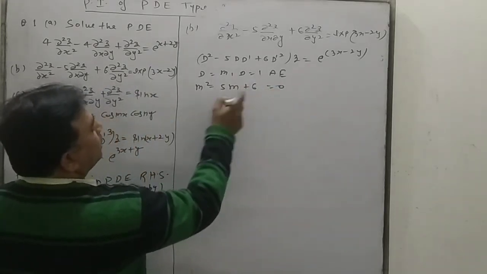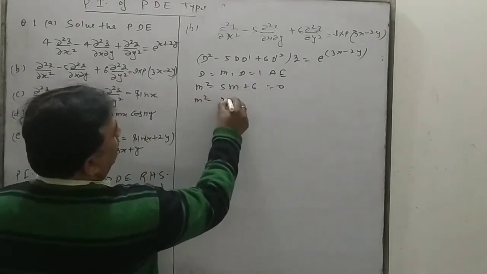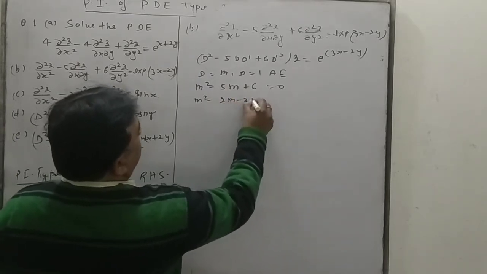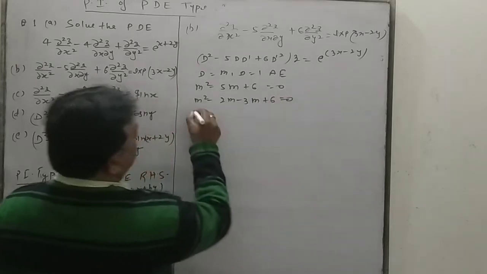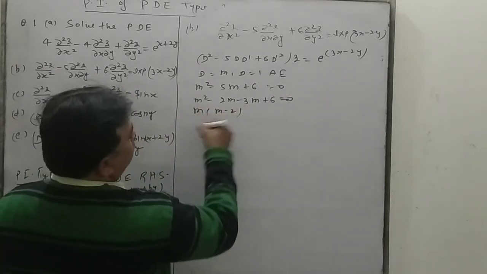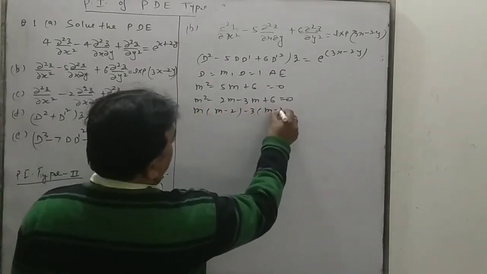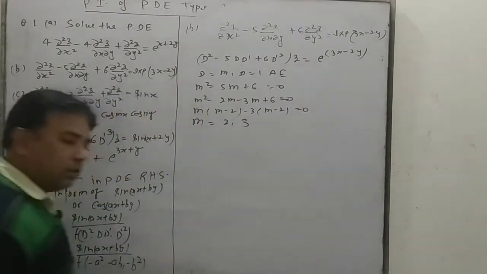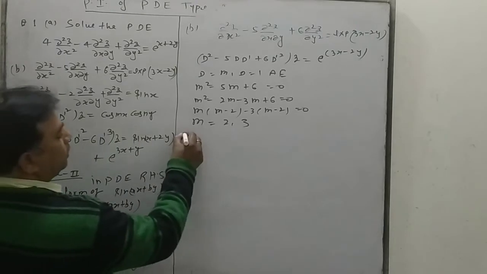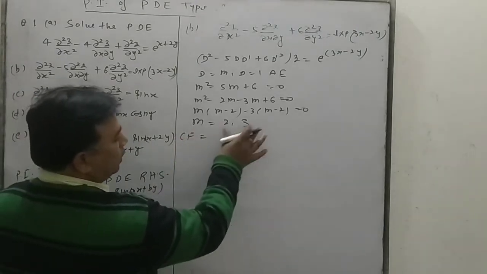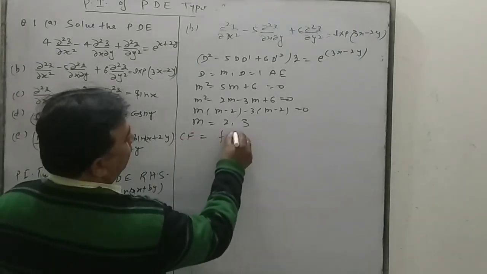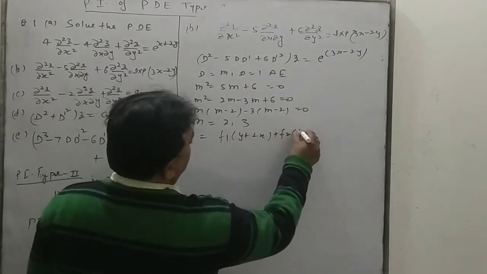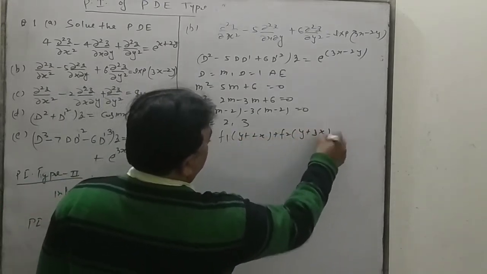After that, factorize this equation: m square minus 2m minus 3m plus 6 equals 0. So (m minus 2)(m minus 3) equals 0, m equals 2 and 3. We write the CF of this equation: CF equals, for real and different roots, f1 of y plus 2x plus f2 of y plus 3x.